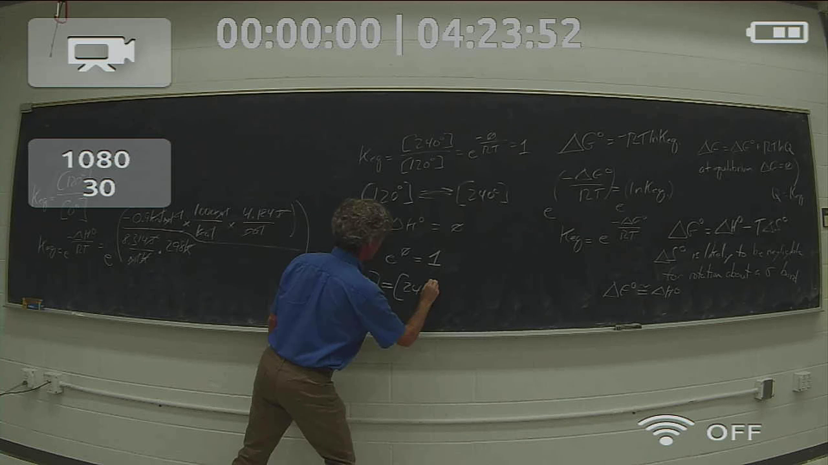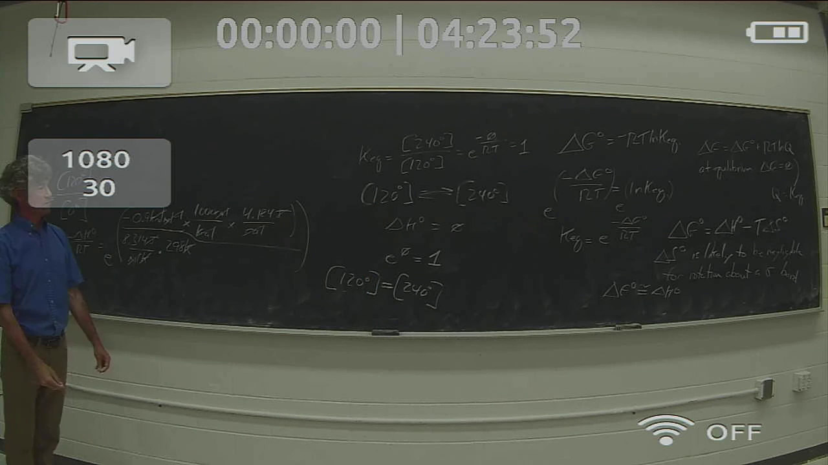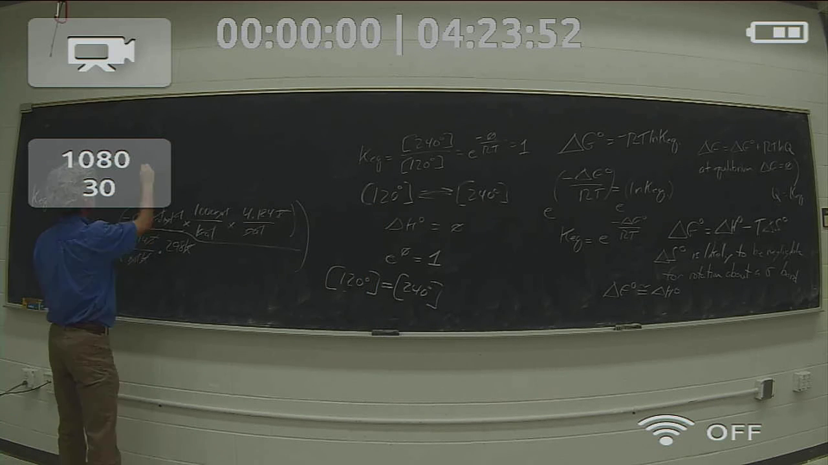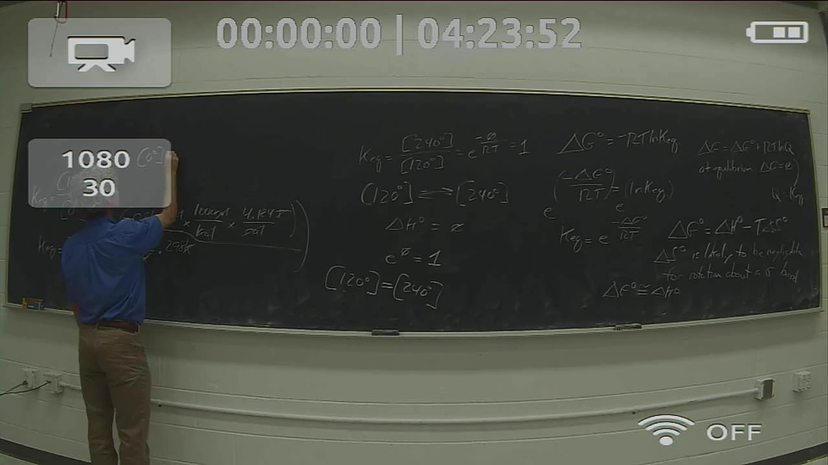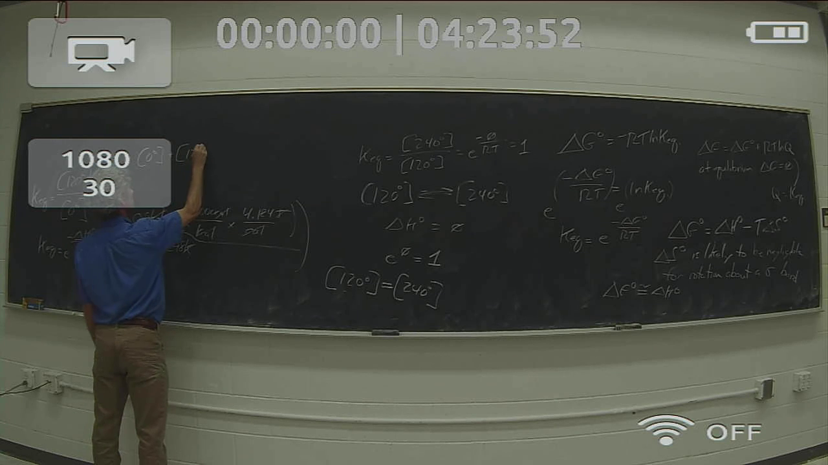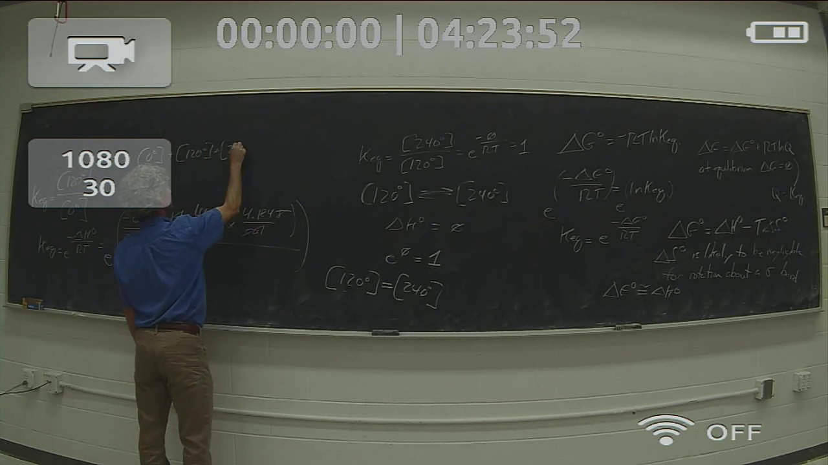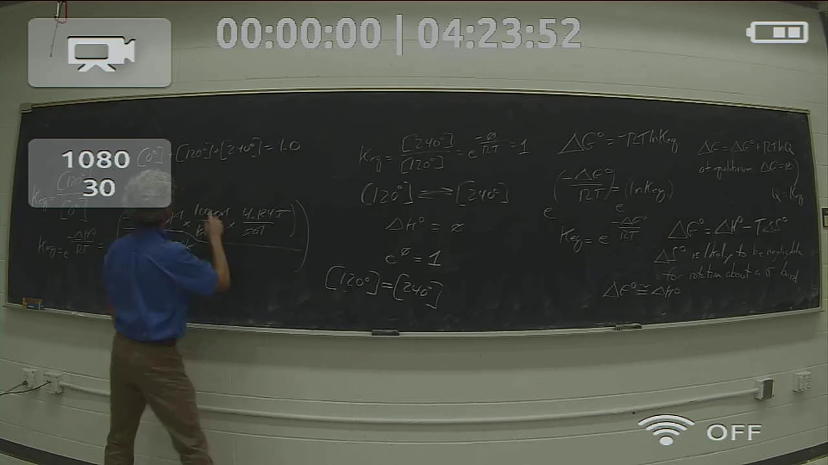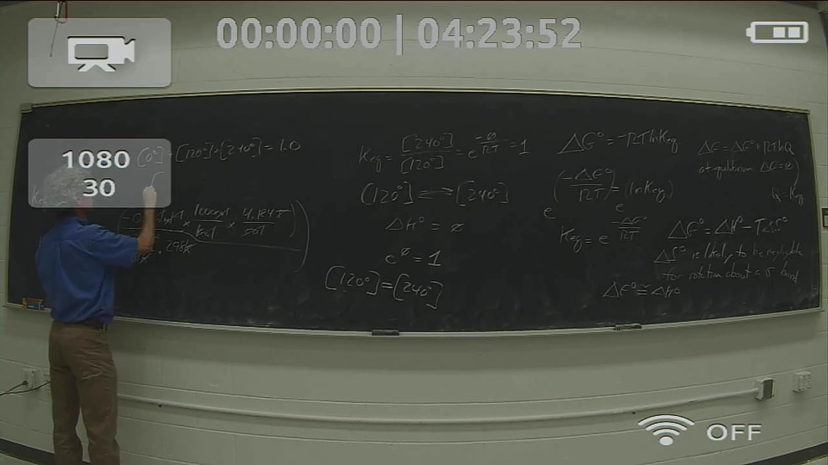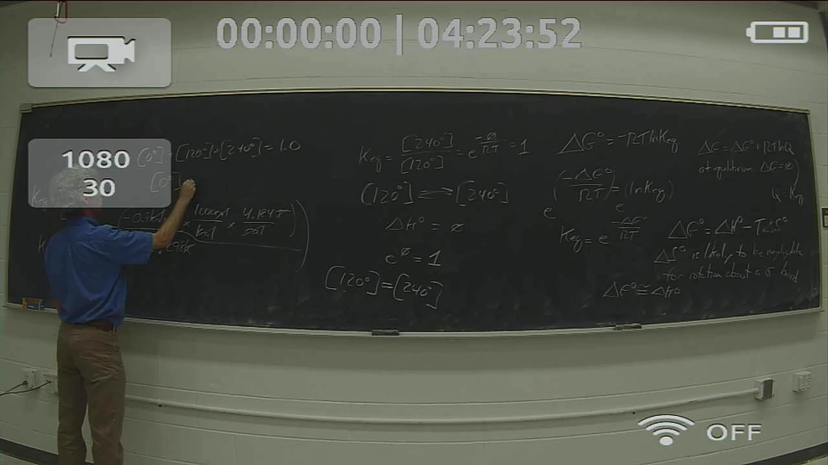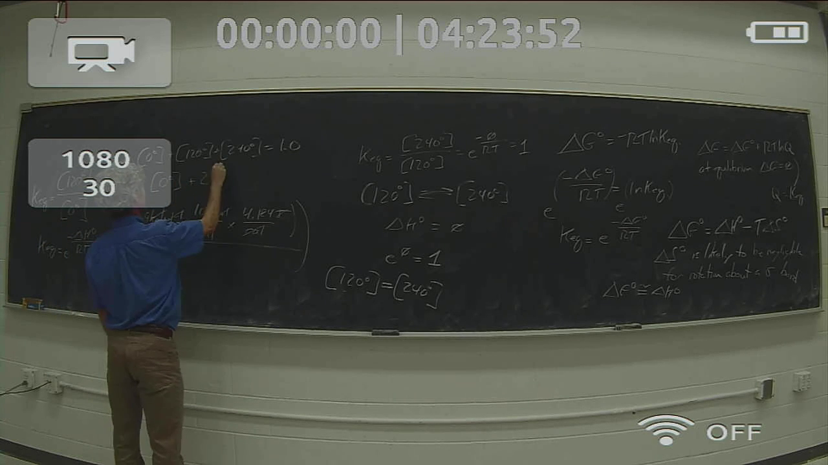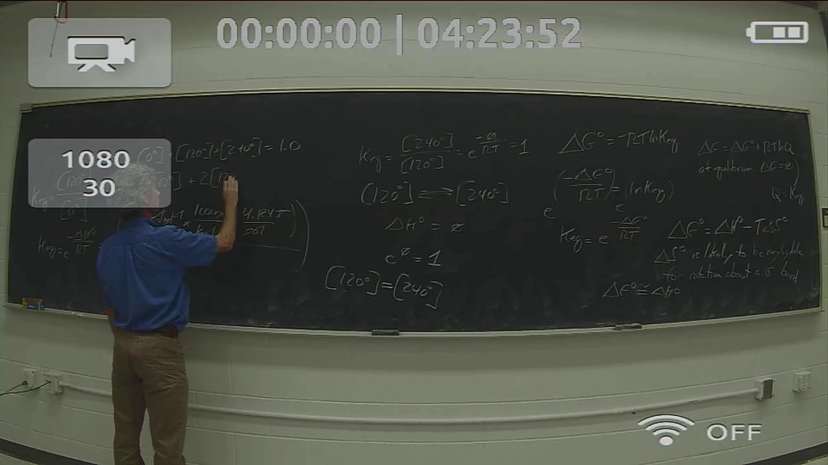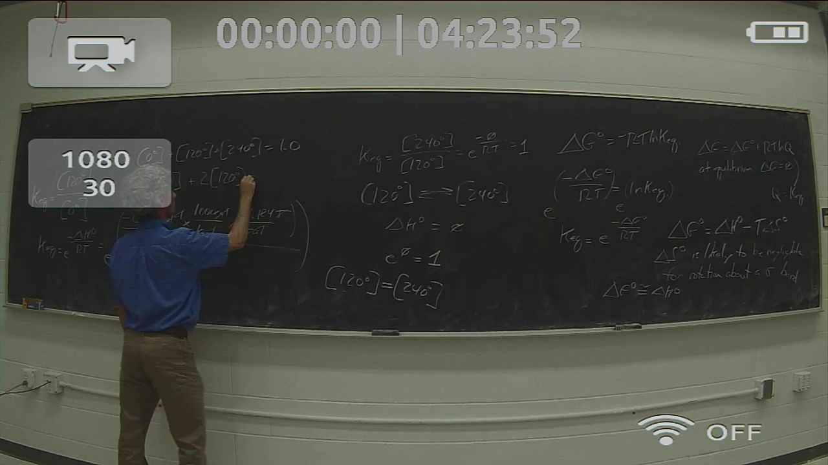So that tells me that the concentration of the 120 degree conformer is equal to the concentration of the 240 degree conformer, which actually simplifies my equation a little bit, because remember, the concentration of the 0 degree conformer plus the concentration of the 120 degree conformer plus the concentration of the 240 degree conformer is equal to 1.0, and if these two are equal, then the concentration of the 0 degree conformer plus 2 times the concentration of the 120 degree conformer is equal to 1.0.